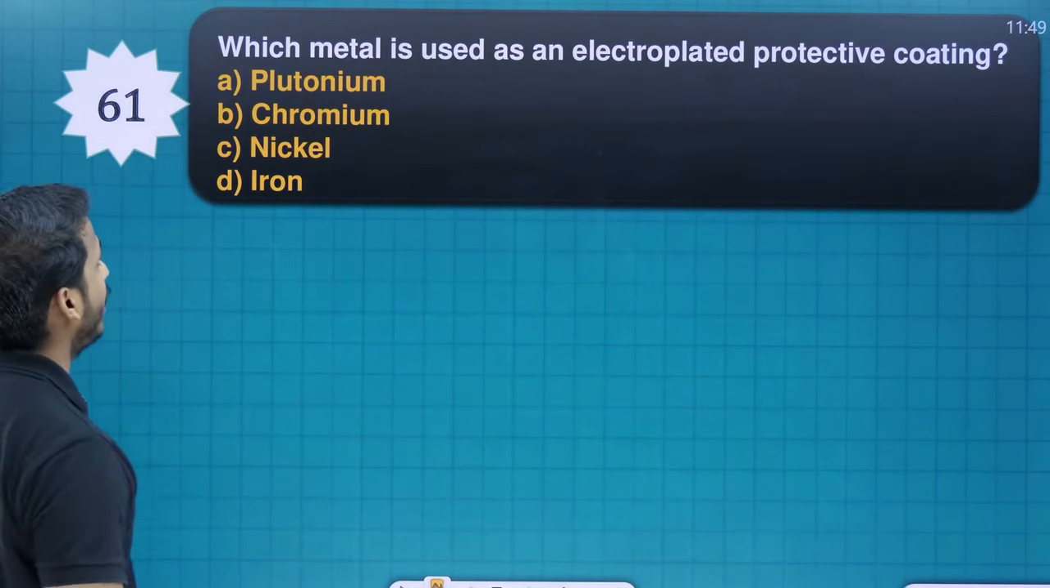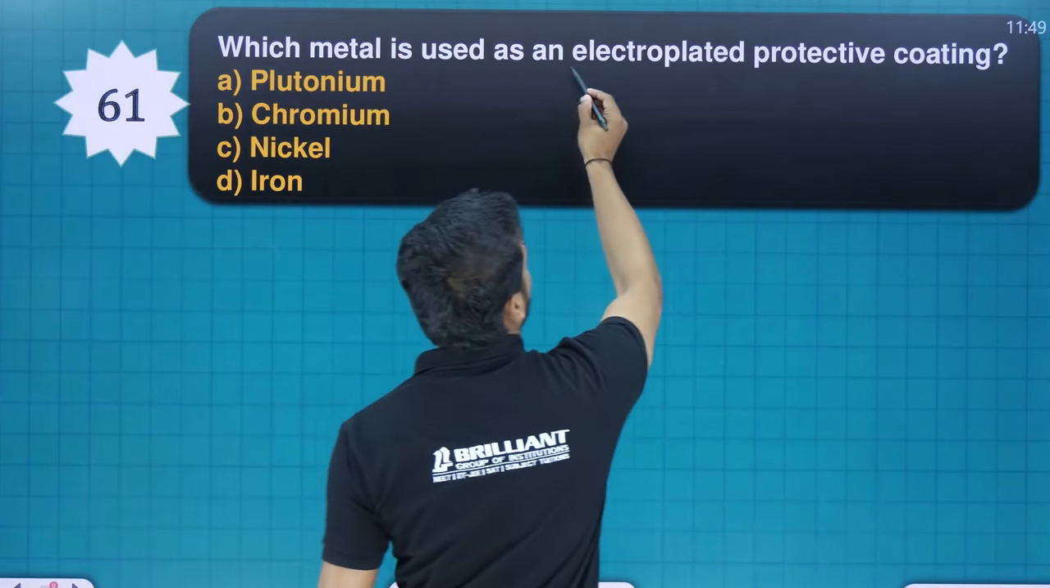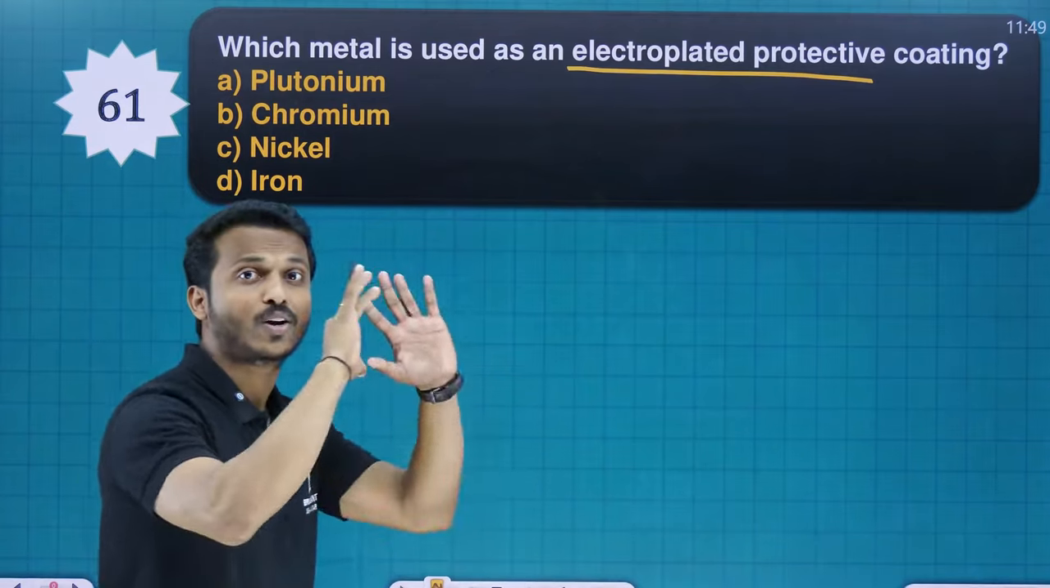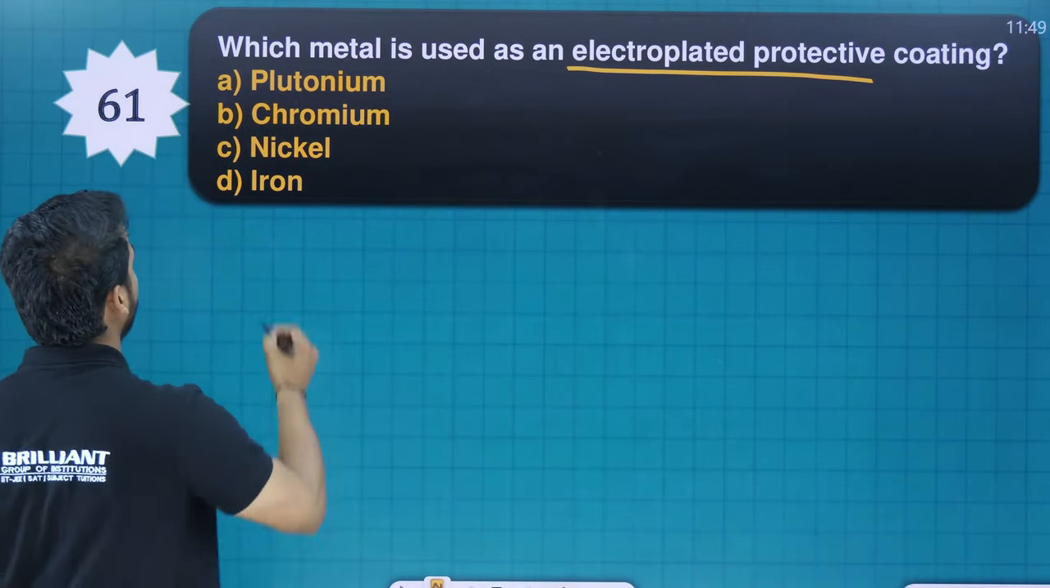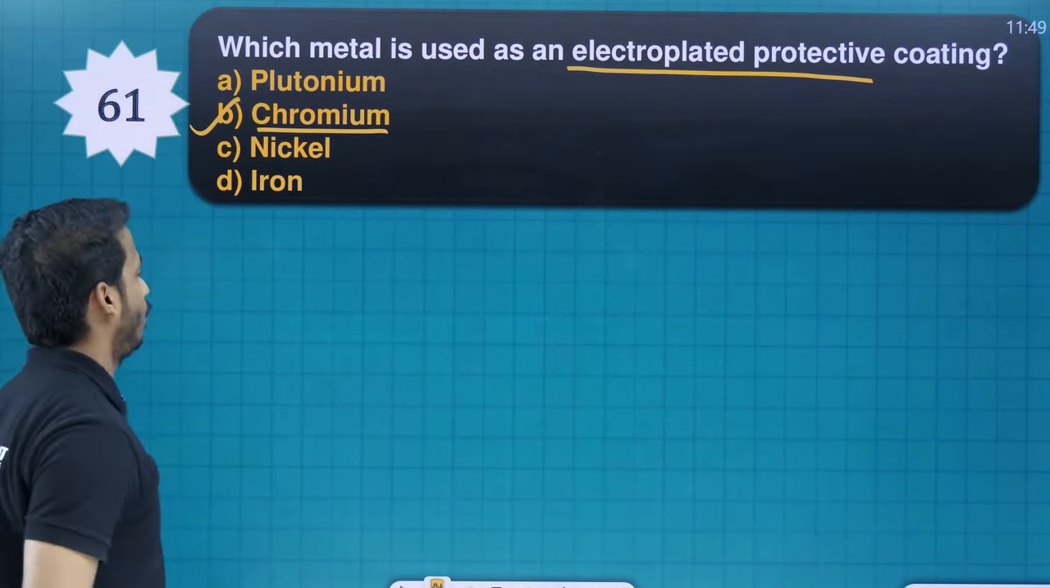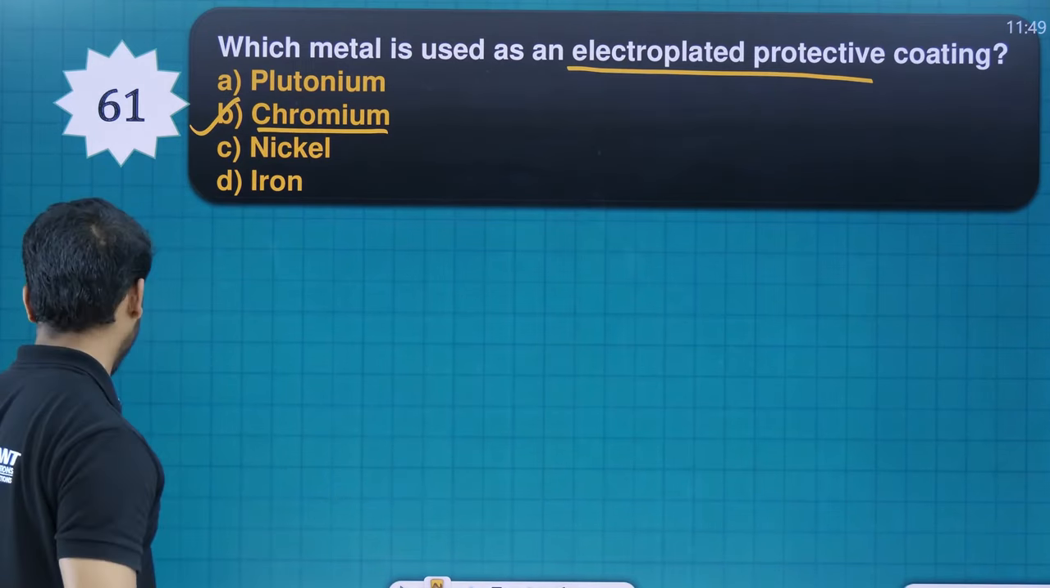Next one, which metal is used as an electroplated protective coating? Electroplating, where we are using chromium is the metal we are using for electroplating.